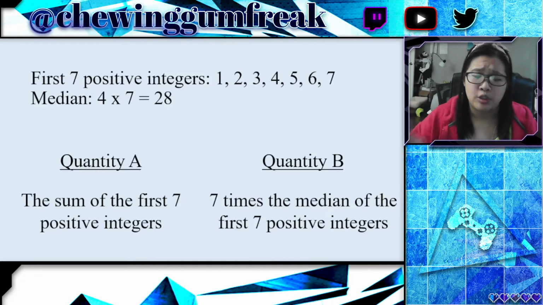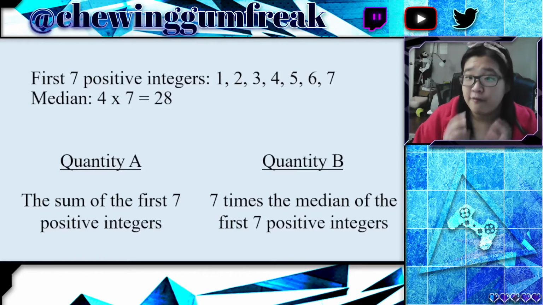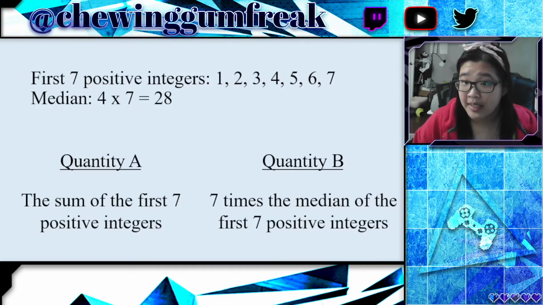Now remember, when you're talking about the median, it doesn't matter what those other numbers are, as long as 4 is in the middle and there are equal number of numbers on each side. In this case, we have 4 times 7, because that is what quantity B says, which equals 28.